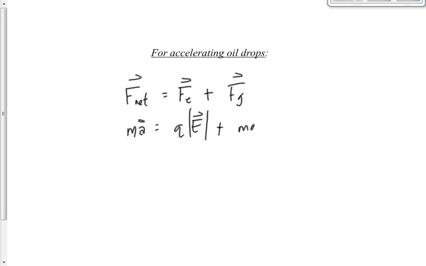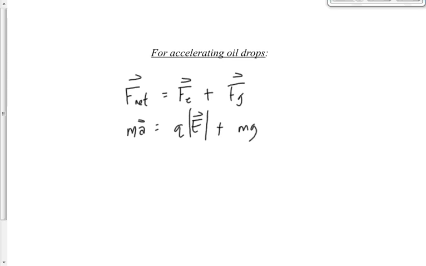Now, if it's accelerating, we're going to do what we did back in physics 20, whenever we had a couple forces causing something to accelerate. We're going to say F net is equal to the sum of the forces. But the sum of the forces in this case would be Fe plus Fg, the electric force plus the gravitational force. Now, the net force will be m times a, just like it was back in physics 20. Fe will be q times E, and Fg will be m times g.